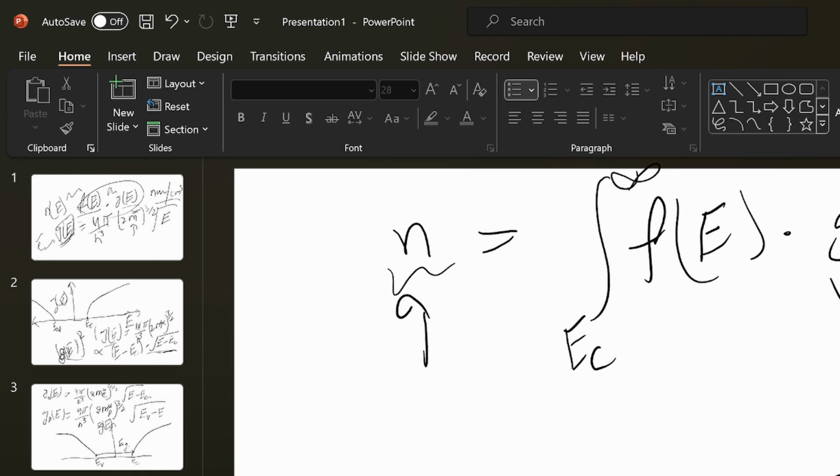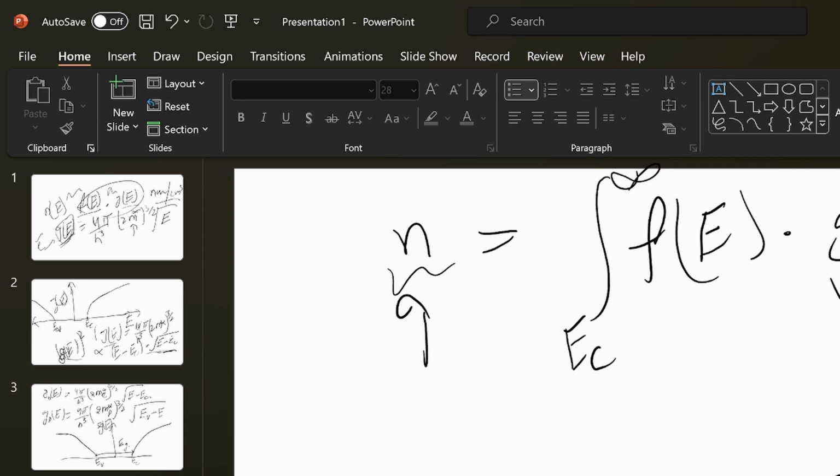What is the density of states? What is the number of electrons? We are calculating at this point only, but we integrate till infinity, dE.